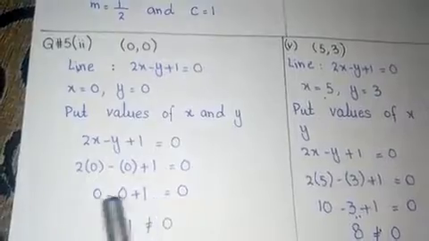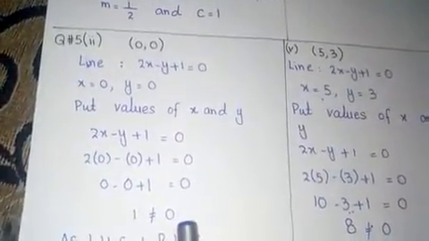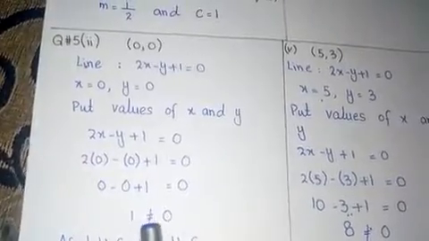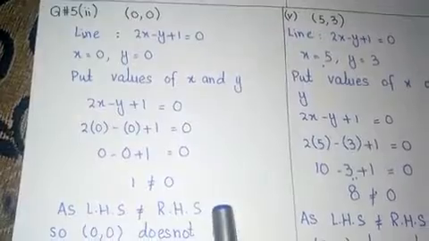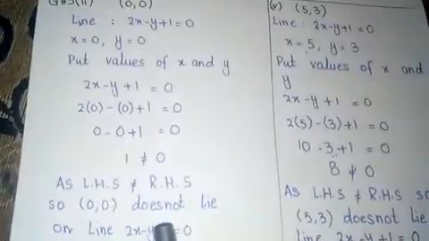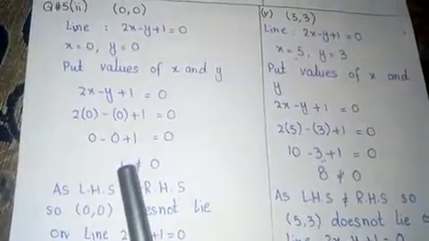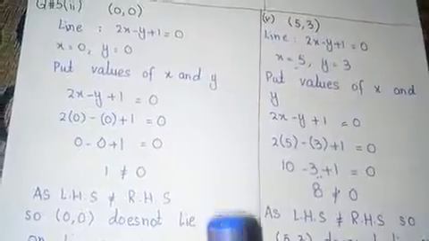Now after solving this, the answer is 1 on the left hand side and 0 on the right hand side. 1 is not equal to 0. So as the left hand side is not equal to the right hand side, the point 0, 0 does not lie on the line. Clear? If the left hand side is equal to the right hand side, it means the point lies on the line. So let's see the next part.